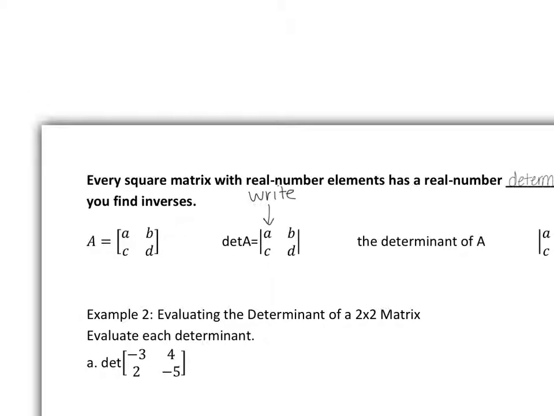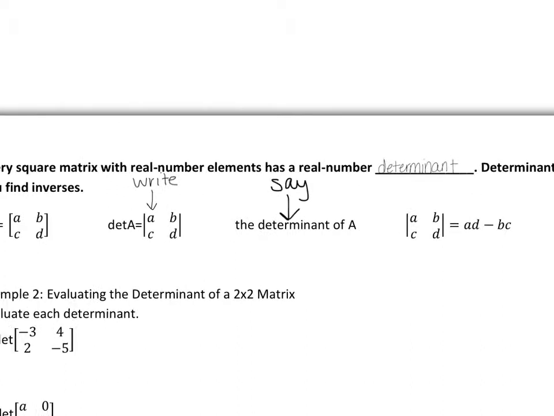We would read that as the determinant of A. The last thing is how we actually evaluate it. We take the elements A and D, multiply them together, and subtract B and C multiplied together, and that gives us the determinant.